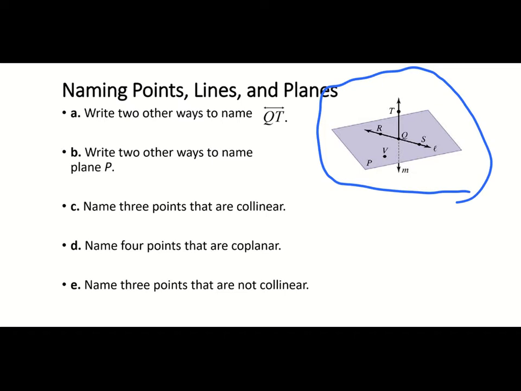Collinear means they're all in the same line. Then name 3 points that are coplanar. If it's coplanar, it means they're all in the same plane. And then name 3 points that are not collinear. So take a second, do that, and then come back and we'll take a look at the answers.